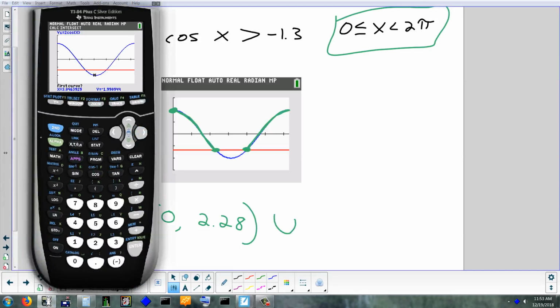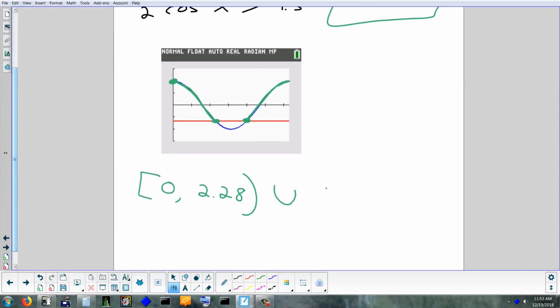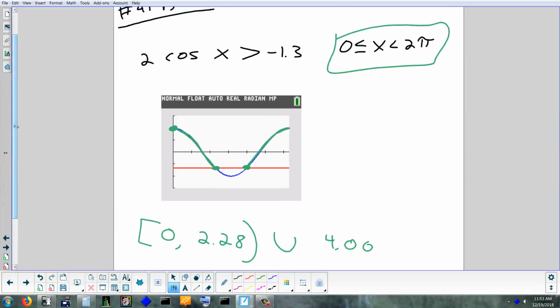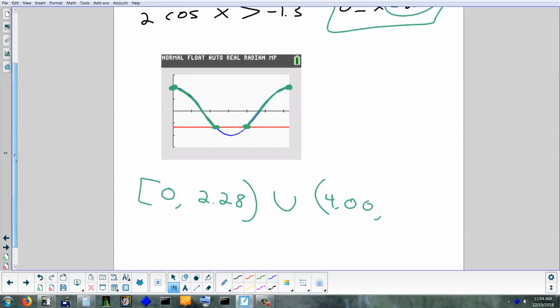What is it? 4.00. 4.00. Thank you. Can I include it, or do I have to be greater than? Greater than. So I can't include it. And now, what's the edge of that window? 2 pi, or if we're going to do decimals, because we did decimals all along, 6.28. Can I include 6.28? No. There's no equal to under that thing that I just circled. 6.28.